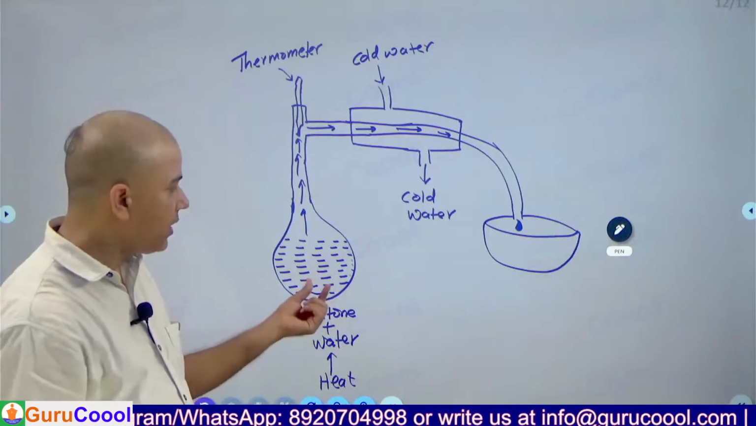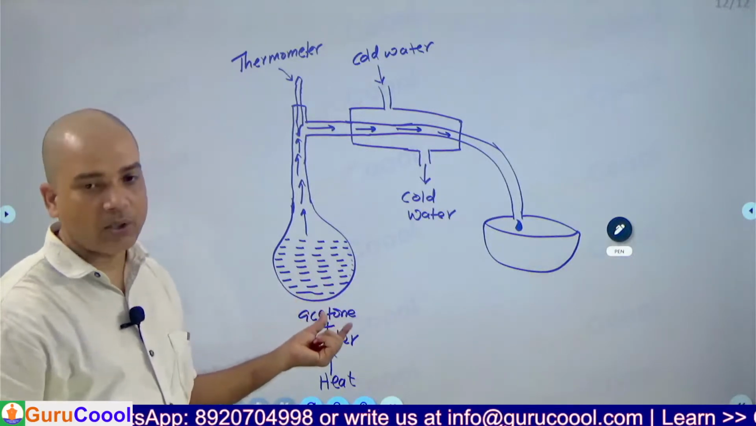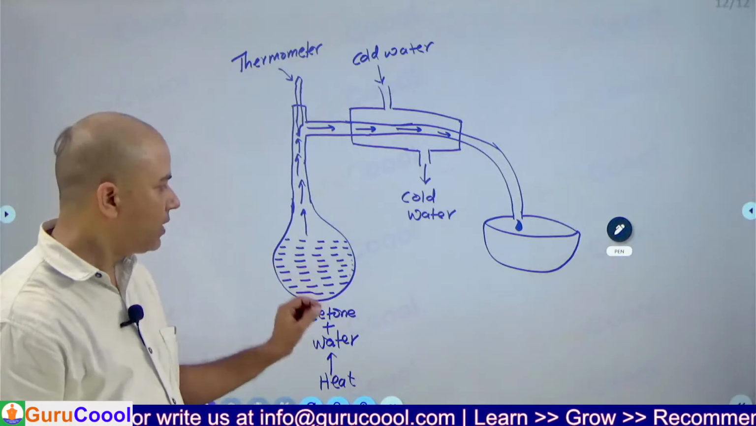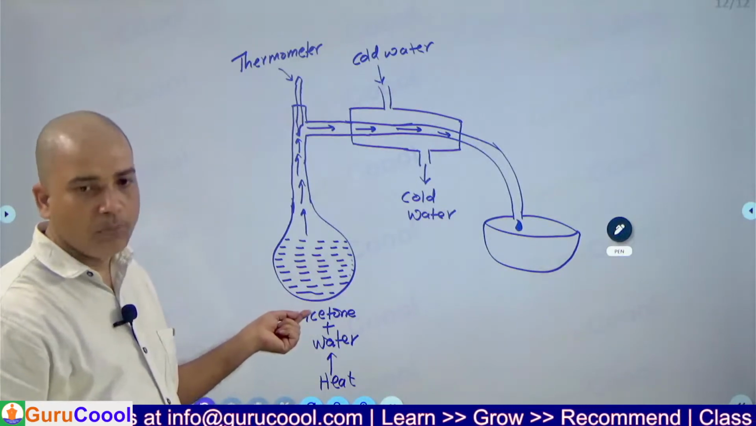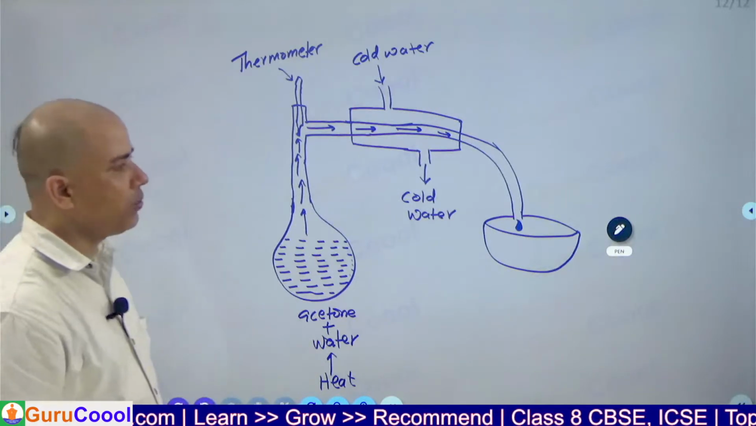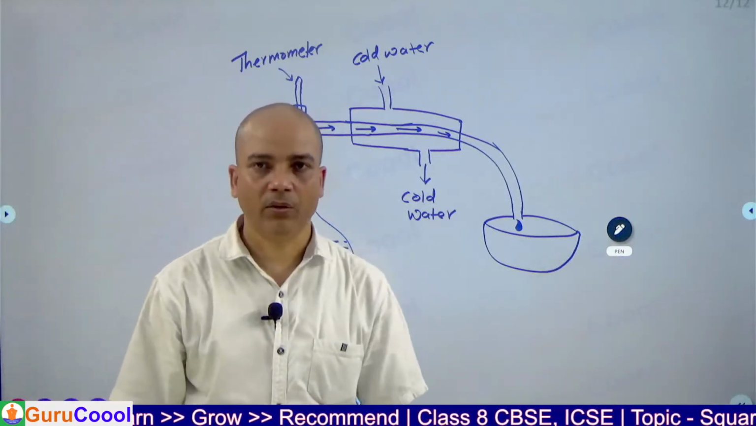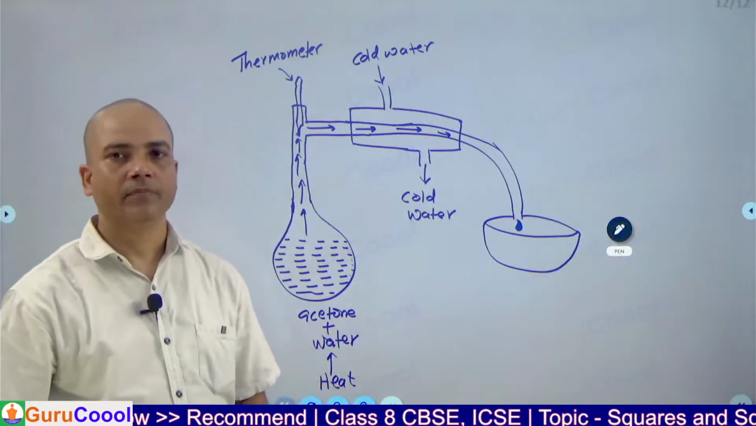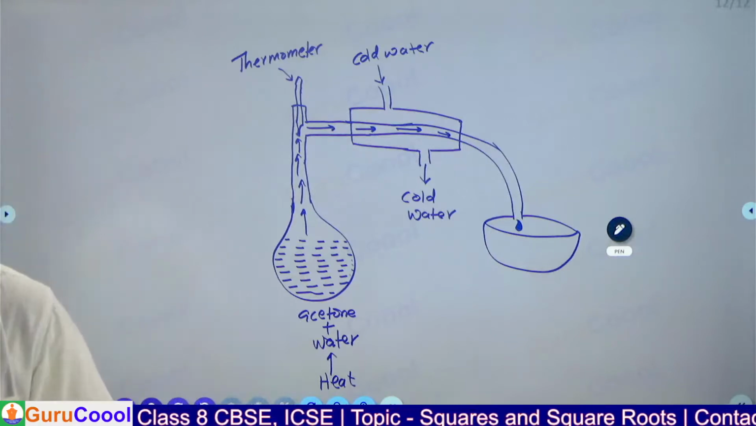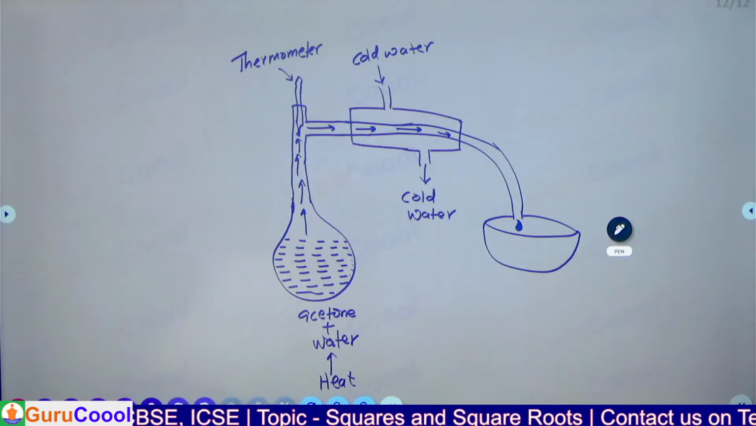You will not raise the temperature so that water can start boiling. You will supply only that temperature which will allow acetone to boil, not water. So this method is known as distillation. Any questions? Got it?